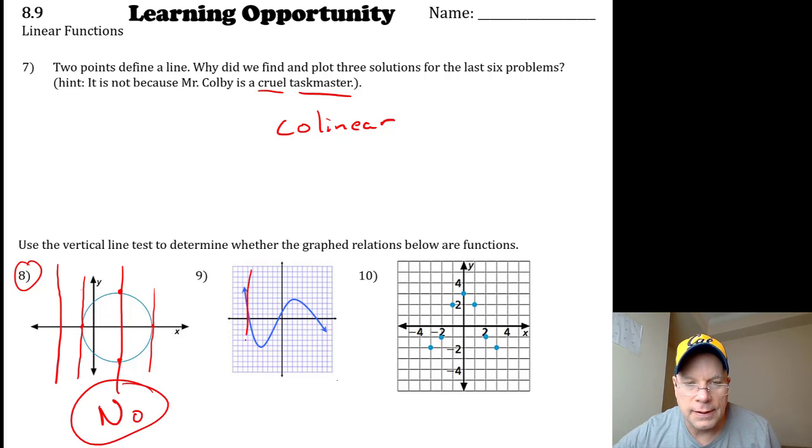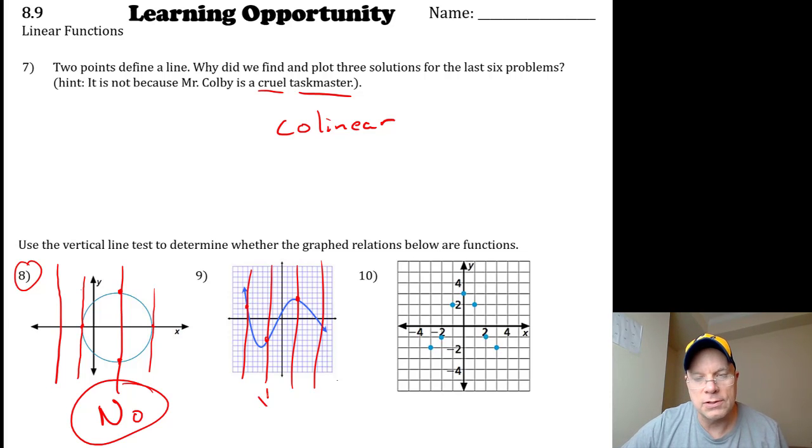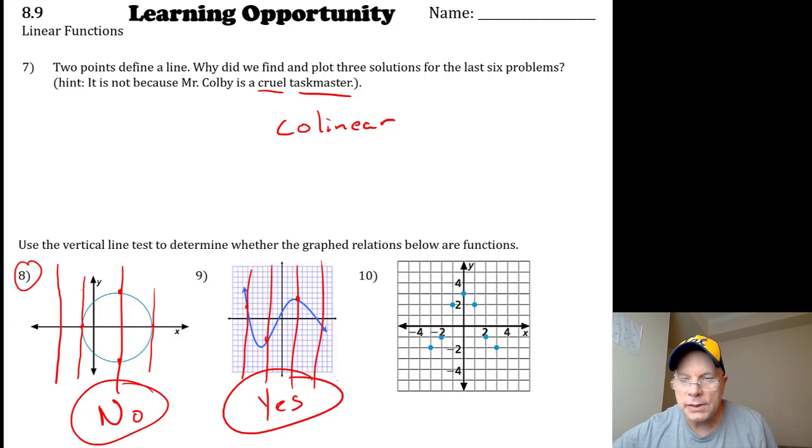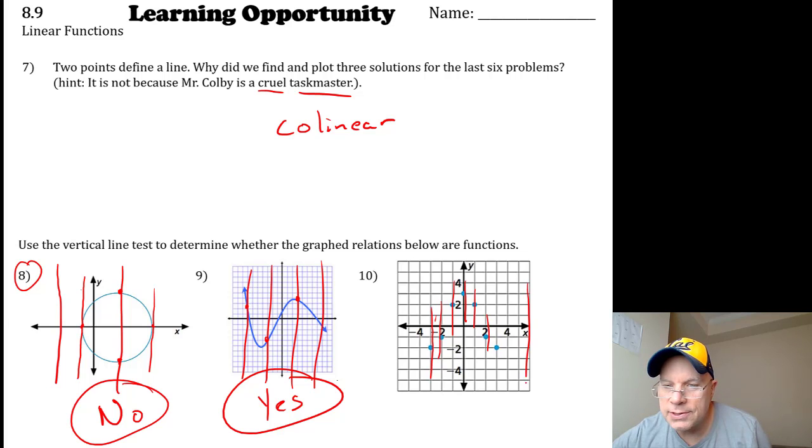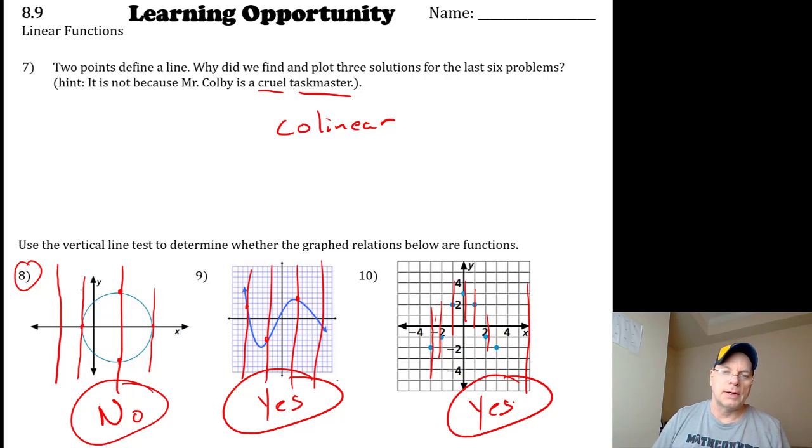This one is a function because wherever I put a vertical line, if you could pretend those are really vertical, I'm only intersecting a single point. This one is yes. This one, I'm either intersecting a single blue point or I'm intersecting 0 blue points. But there's no vertical line that would intersect more than 1, so this one is a function, yes.